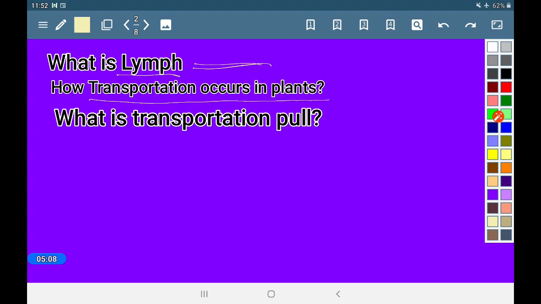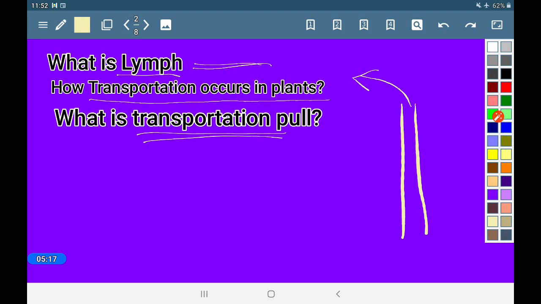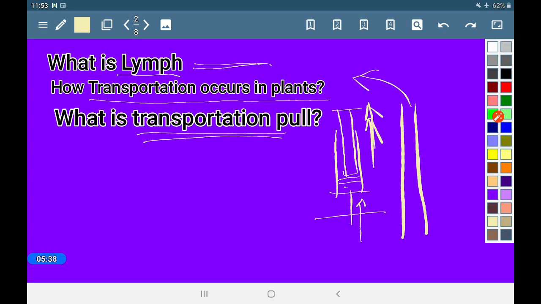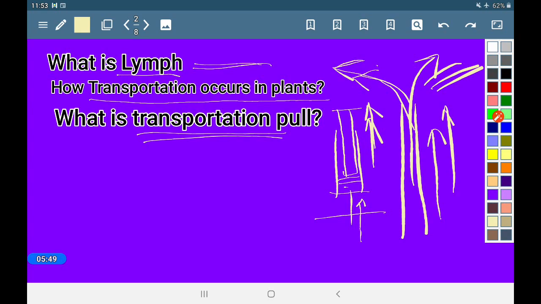Anurag Mukhopadhyay asked, what is transpiration pull? Transpiration pull means that when transpiration occurs, you can compare it with a syringe. When you are drawing in that direction, the liquid moves up in the syringe. So here also there is the pull. It means when transpiration is there, water is lifted upward against gravity.